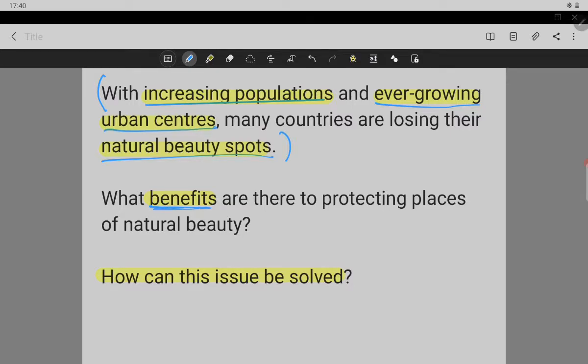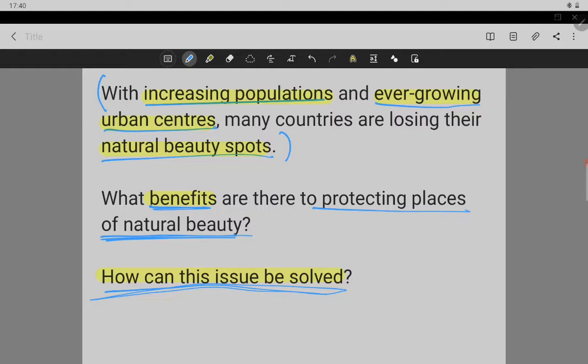So what are the benefits of protecting places of natural beauty? We have to say what are the benefits of having natural areas even in our urban spaces, especially which are completely untouched. We are not just talking about manicured gardens, we are also talking about forests which have come right next to the urban areas, or maybe even within urban areas, or biodiversity areas. So what are the benefits of protecting these areas of natural beauty, and how can this issue be solved, this issue of disappearing natural areas?